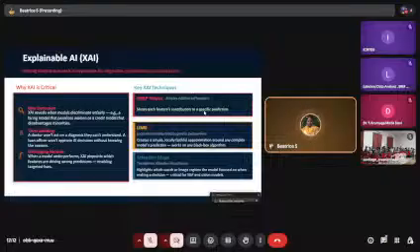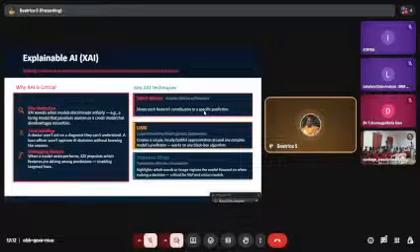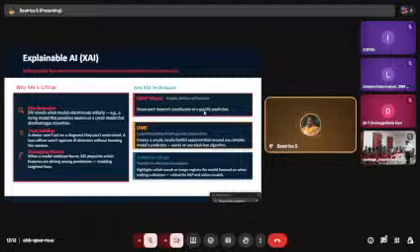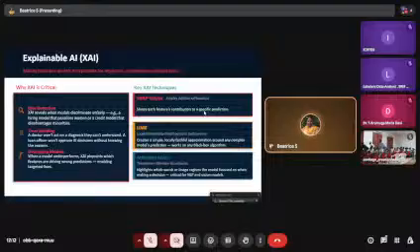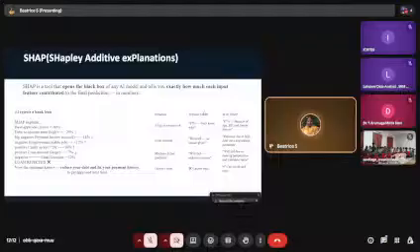The first one is SHAP values, that means Shapley additive explanations, where you can see each feature's contribution, how it works with the prediction. And LIME, it is local interpretable model-agnostic explanation. It creates a simple, locally faithful prediction that anybody can understand. Then attention maps, where you can see the words or image regions the model focuses on to take the decision.